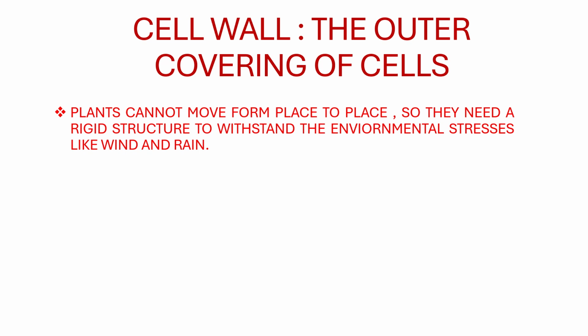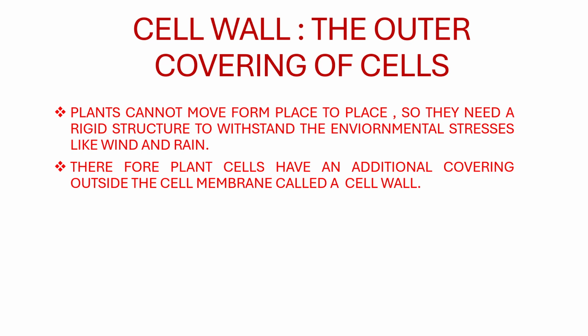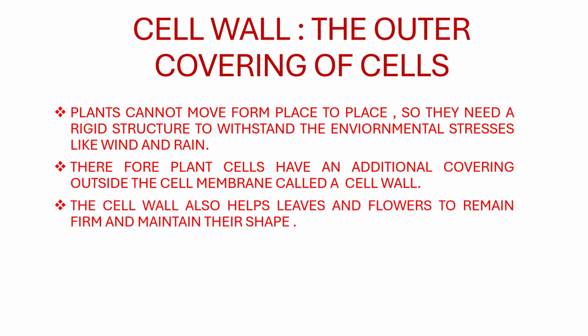Plants cannot move from place to place, so they need a rigid structure to withstand the environmental stresses like wind and rain. Then here comes the cell wall. The cell wall helps save them from the environmental stresses like wind and rain. Therefore, plant cells have an additional covering outside the cell membrane called a cell wall.